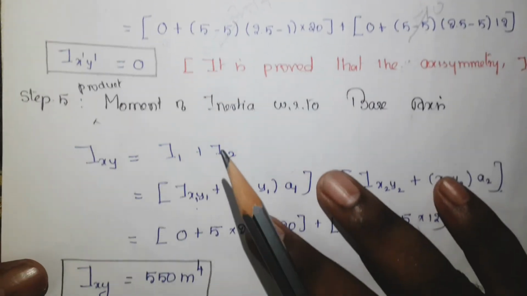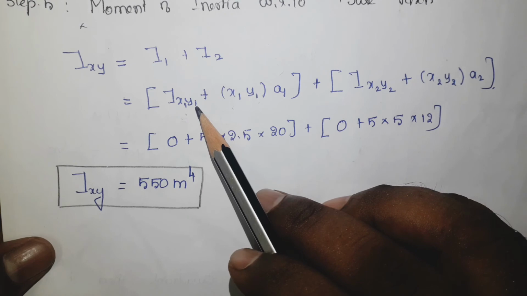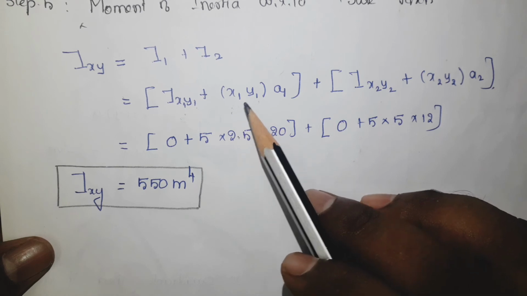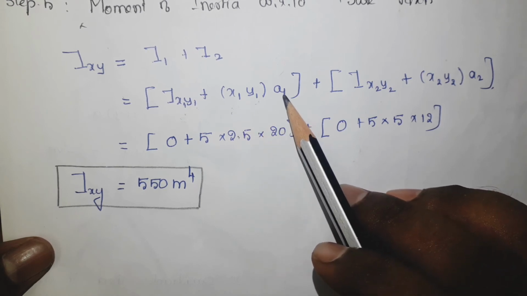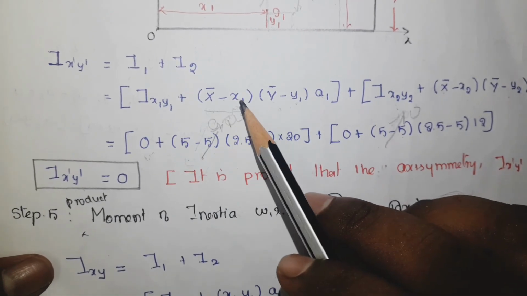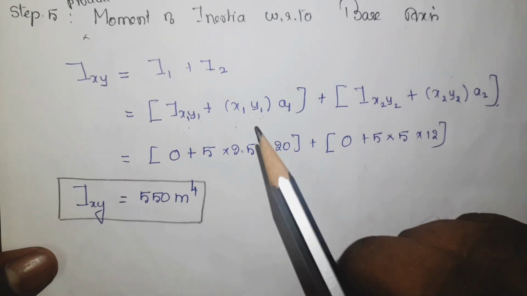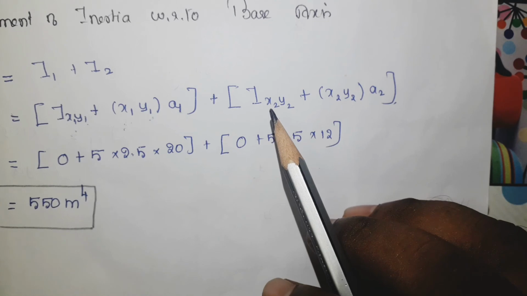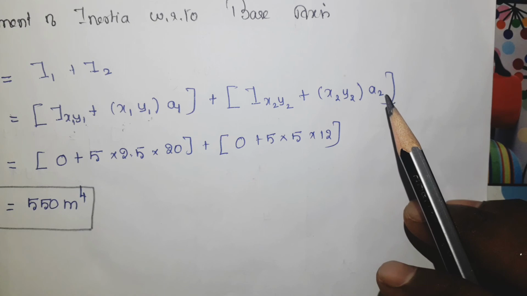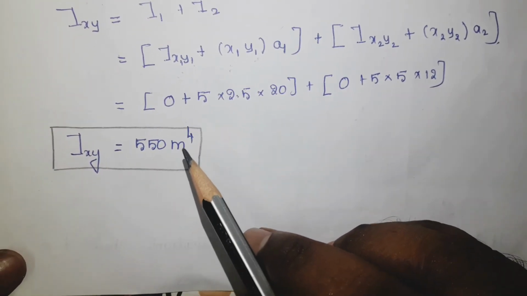So the parallel axis theorem is modified as I x1 y1, which is the product moment of inertia for the rectangle, plus x1 times y1 times A1. This is a very important thing. Earlier I used x bar minus x1 because it was the moment of inertia with respect to the centroidal axis. Here it is the base axis. Similarly, for the second rectangle, in place of 1 you just substitute 2. So this is the moment of inertia for the second rectangle. Substitute the values, and finally you will get the answer as 550 meter to the power 4.